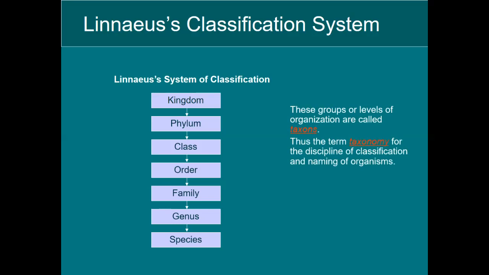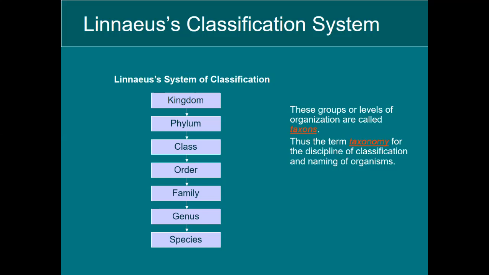The study of these different levels of organization, these taxa, is called taxonomy. Taxonomy is the discipline of classifying and naming organisms. Do not confuse it with taxidermy. Taxidermy is stuffing dead animals. So taxonomy is the study of naming organisms using these groups called taxa, which we break into 7 levels of the taxonomic hierarchy. And that's the song we just learned.